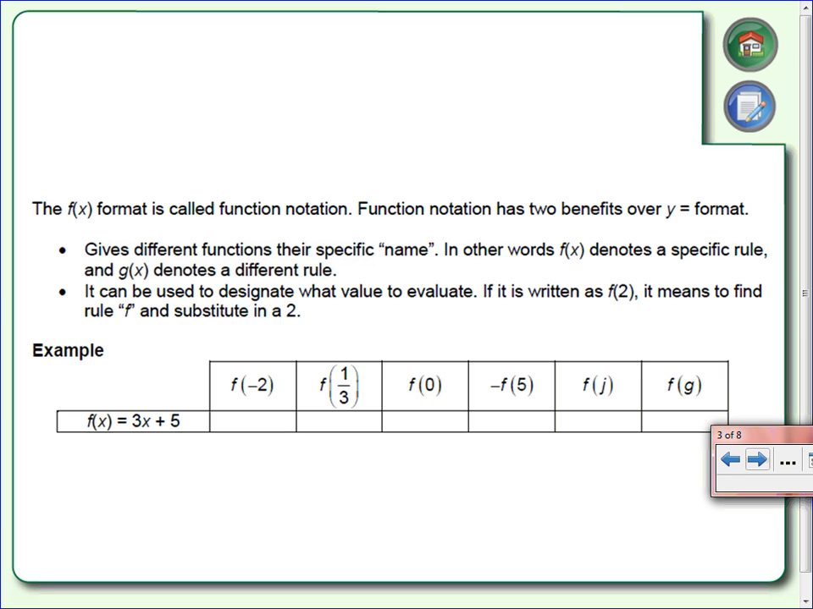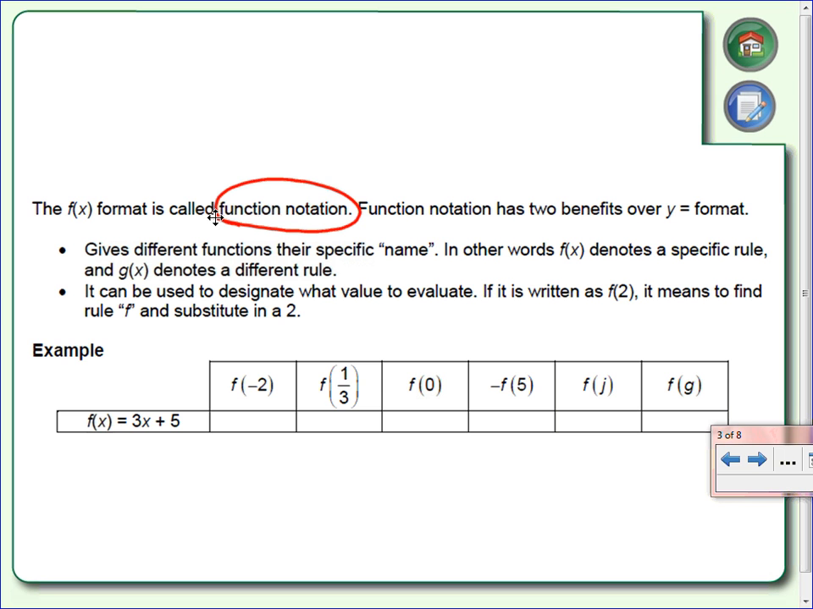So what I want you to do is circle that word for me. Function notation. This is what we're going to be working with today. Function notation. And that function notation has two benefits over the y equal format. And here they are. The first one, it gives different functions their specific names. In other words, the f of x denotes a specific rule, and g of x represents a different rule. So it helps us keep things straight.